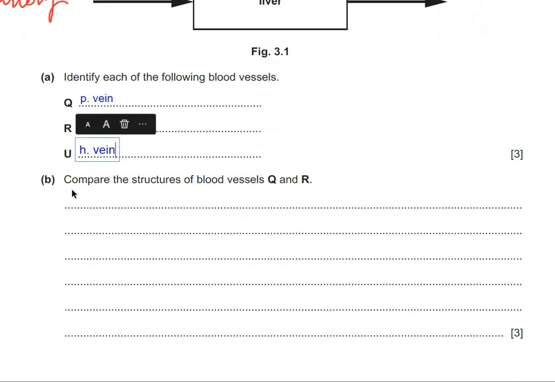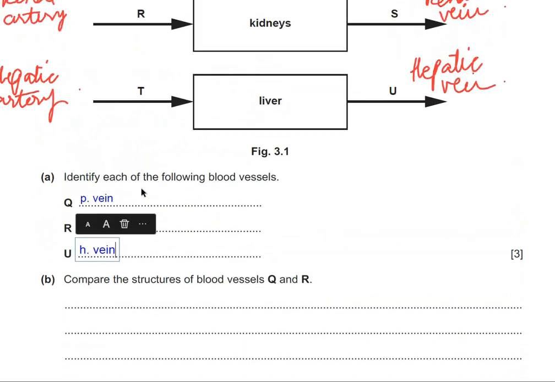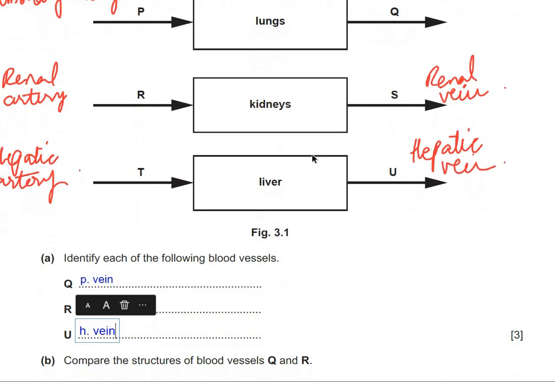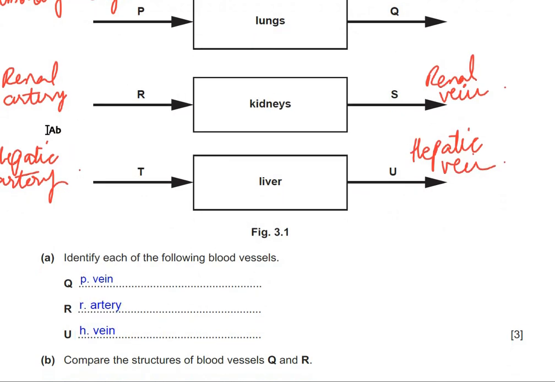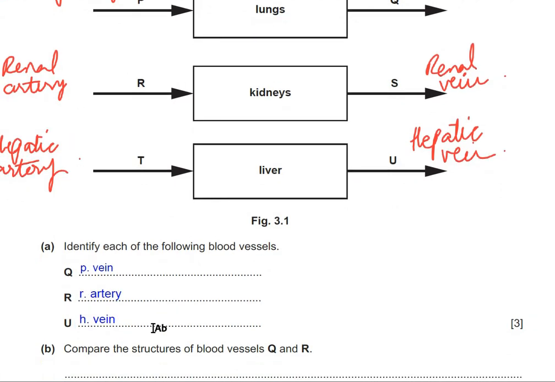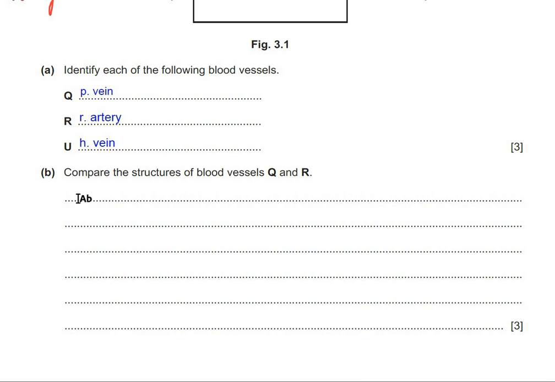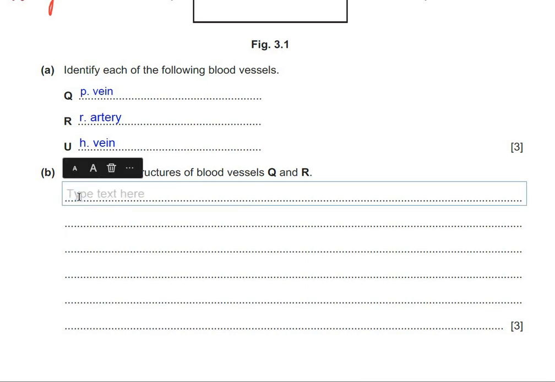Now, part B says compare the structures of blood vessels Q and R. So what are Q and R? Q is the pulmonary vein and R is the renal artery. So we need to compare the structures of an artery and a vein. We all know that arteries have thick, muscular walls, and they have more elastic tissue in their walls. Moreover, they have a narrow lumen and they have no valves. So these are the structural properties of the artery.